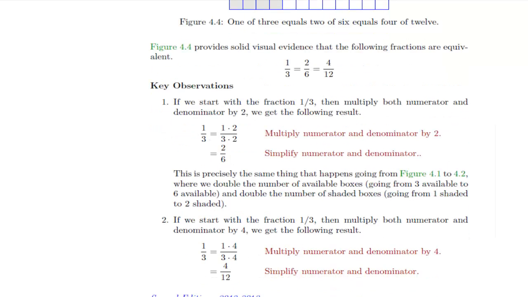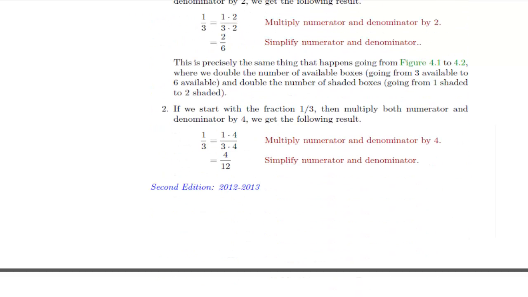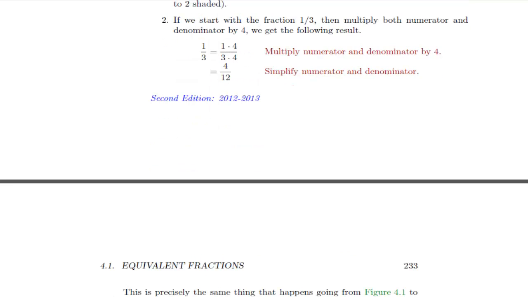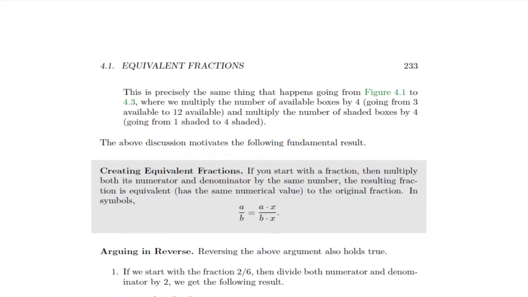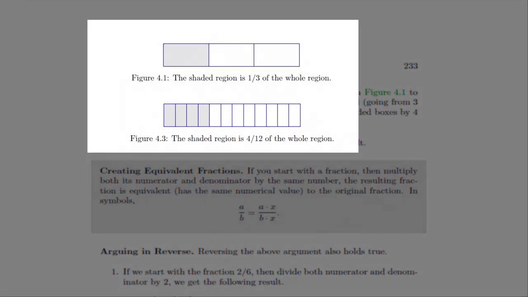If we start with the fraction 1/3, then multiply both numerator and denominator by 4, we get the following result. In the numerator, 1 times 4 is 4, and in the denominator, 3 times 4 is 12, so the result is 4 over 12. This is precisely the same thing that happens going from Figure 4.1 to 4.3, where we multiply the number of available boxes by 4, going from 3 available to 12 available, and multiply the number of shaded boxes by 4, going from 1 shaded to 4 shaded.